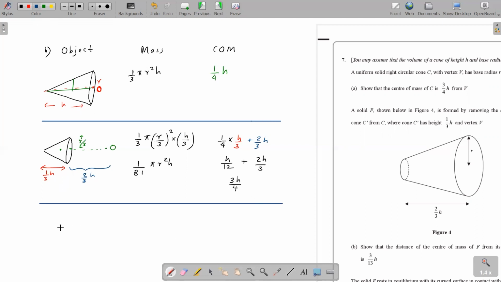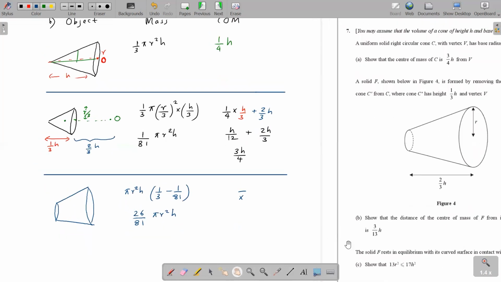Okay, then the last one. The last one is where we remove. So can I know the mass difference? Obviously, you have to subtract. 1 over 3 pi r square, you have to subtract 1 over 81 pi r square. Let me take pi r square out. 1 over 3 minus 1 over 81. How much is it? So 26 over 81 pi r square. And what about the center of mass? That's what we are trying to find.